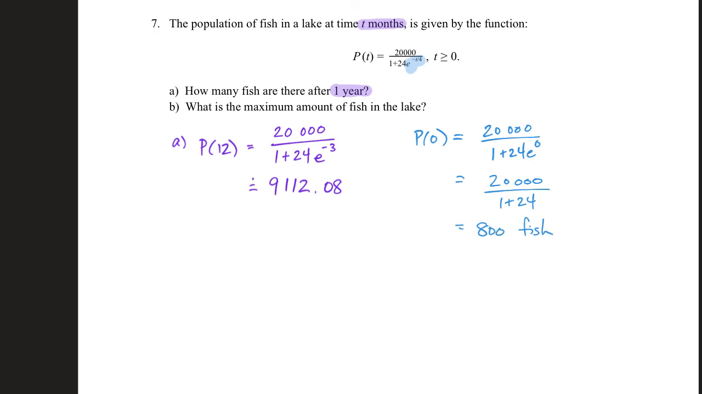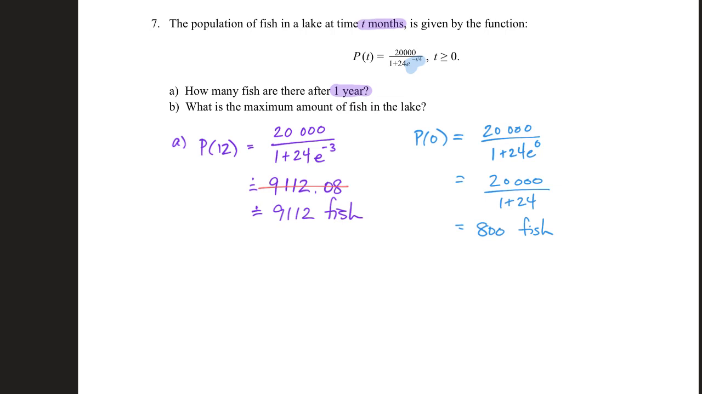And so as soon as I see that I started with 800 fish in that lake, after 1 year, it's grown to 9,112 point blah, blah, blah, blah, blah. Well, then I know that my population is increasing, and therefore I know how to round my answer to A. I have to round down. There we go. Nice.